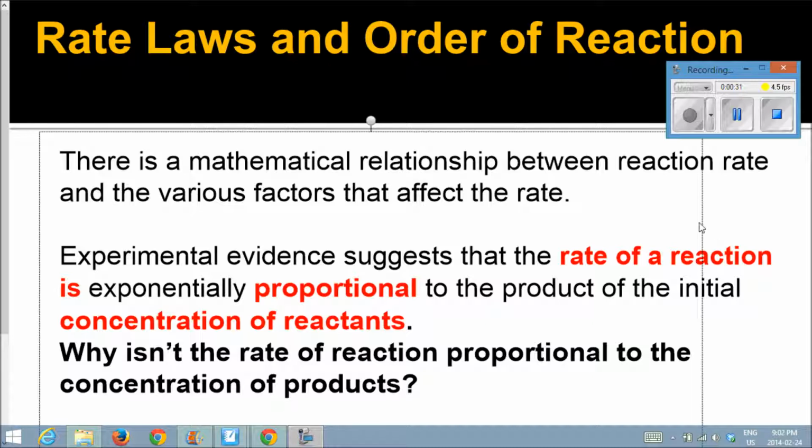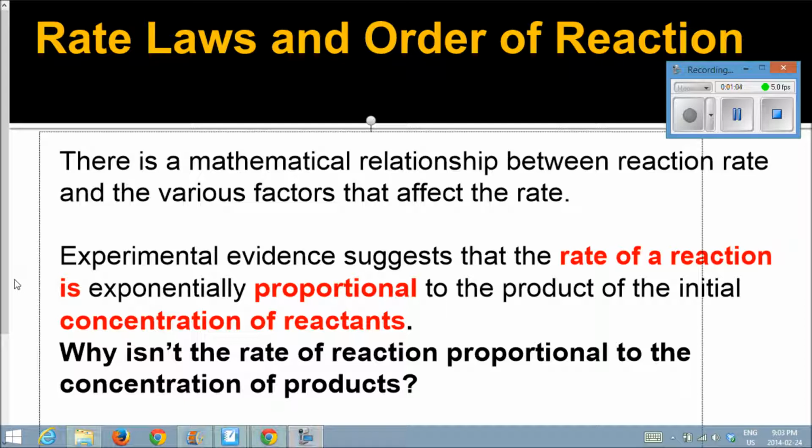In order to understand rate law, we have to understand something called order of reaction. Basically, the rate law is a mathematical relationship. It's a mathematical equation that is affected by various factors. Experimental evidence suggests that the rate of reaction is exponentially proportional to the product of the initial concentration of reactants. Product means multiplication, when you multiply the concentration of reactants together.